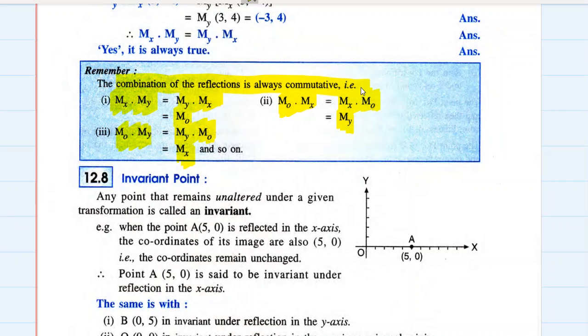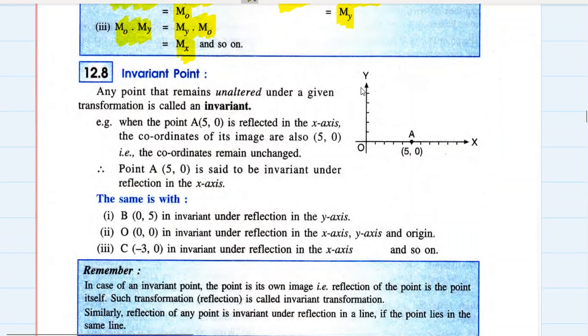Okay, so that is one very important thing. You will come across it in your exercise. There are some questions you will come across, and I expect that you will solve them properly. Okay, what is invariant point? Invariant point, any point that remains unaltered under a given transformation is called invariant point.